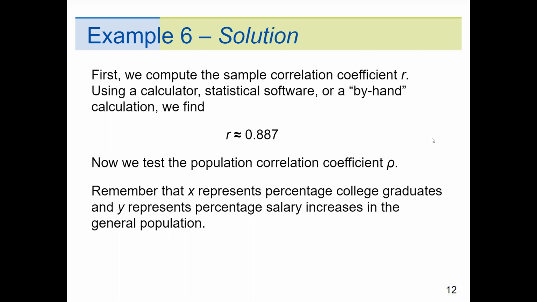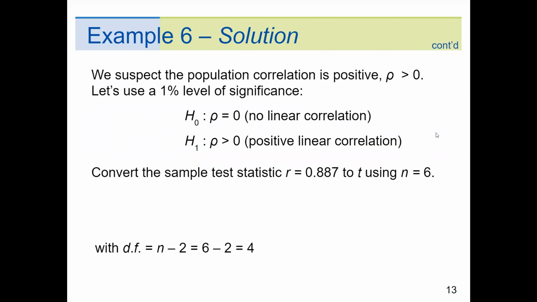Remember that X represents percentage college graduates and Y represents percentage salary increases in a general population. We suspect that the population correlation is positive, rho greater than 0. Let's use a 1% level of significance. So H sub 0, or your null hypothesis, is rho equal to 0, no linear correlation. Your alternate hypothesis is rho greater than 0, positive linear correlation.